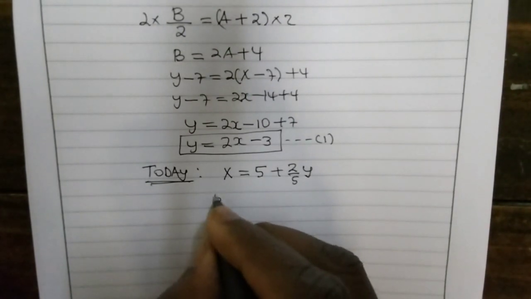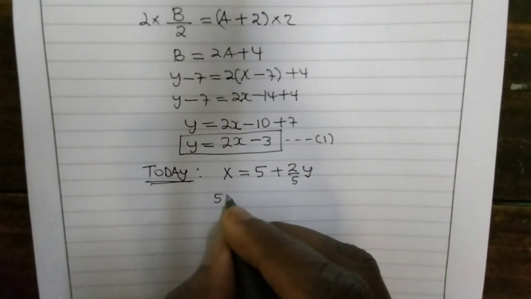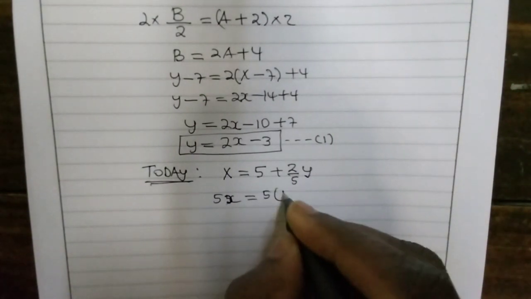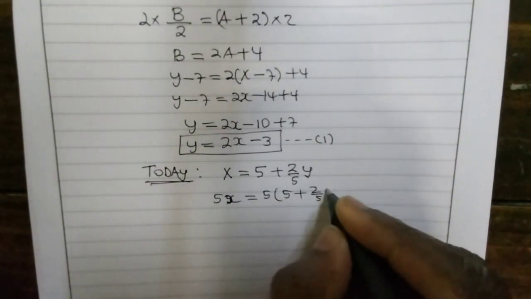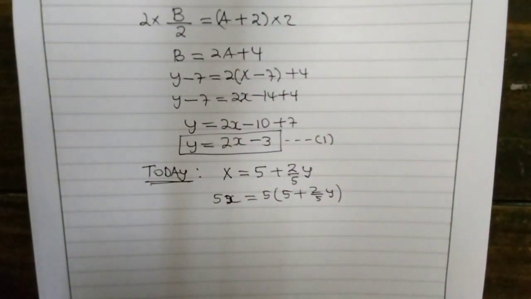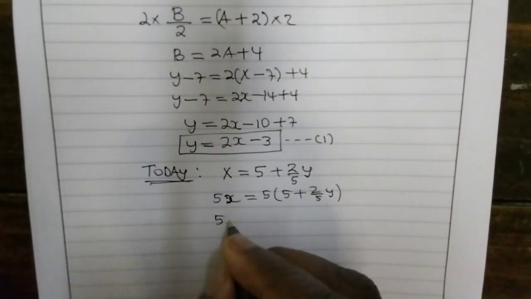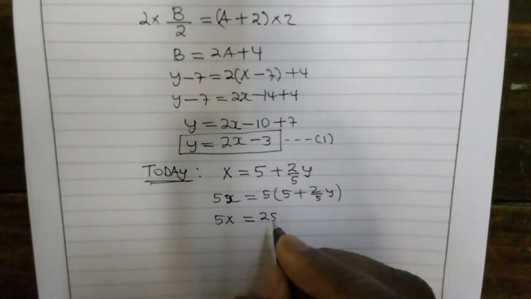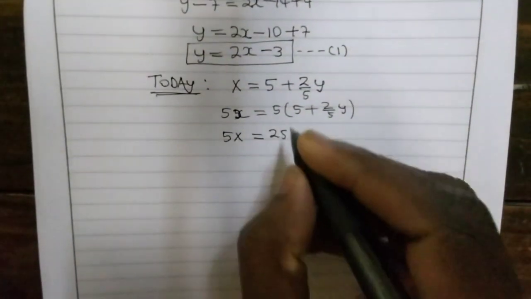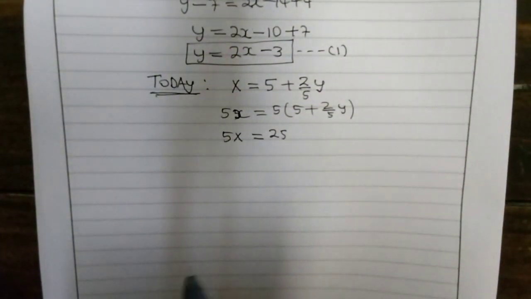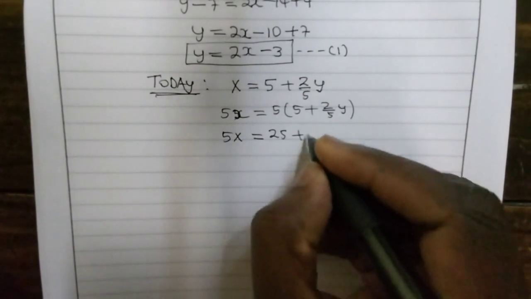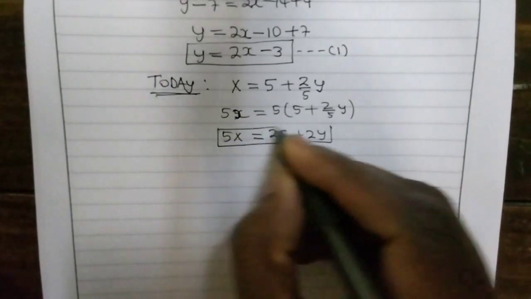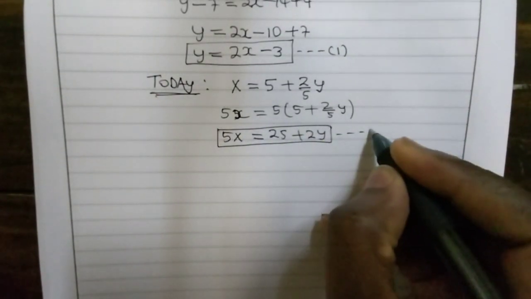I'm going to have 5 times X equal to 5 times 5 plus 2 over 5 Y. I do so that I can get rid of 5. So I'm going to have 5X equal to 5 times 5, this is 25, plus 5 times 2 over 5 times Y, that gives us 2Y. Ladies and gentlemen, I have found another equation. This is called equation 2.